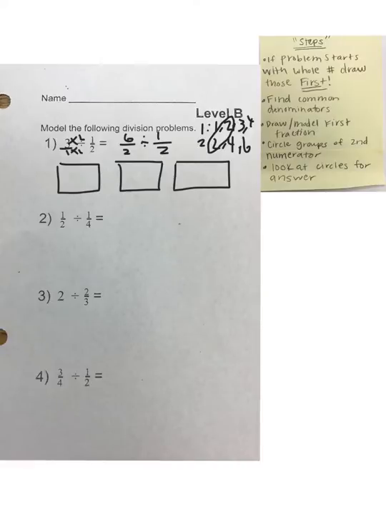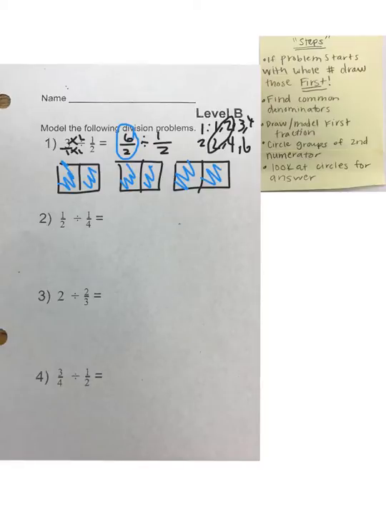Okay, so once you find common denominators, you are going to draw or model your first fraction. So this is our first fraction, 6/2, and our denominator is going to tell us how many to split our groups up into, or our wholes up into. So our first 3 original boxes we're going to split into 2 because our denominator is 2, and then we are going to shade 6 of those because our numerator is a 6. So again, we are modeling our first fraction.